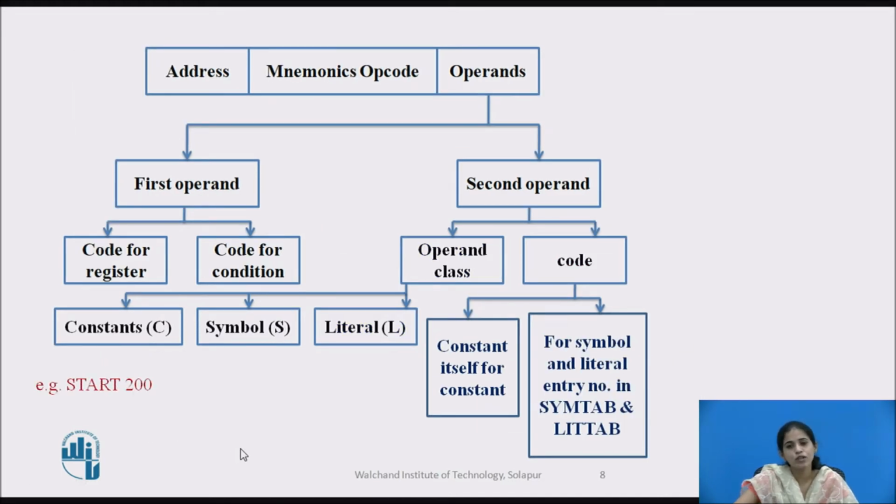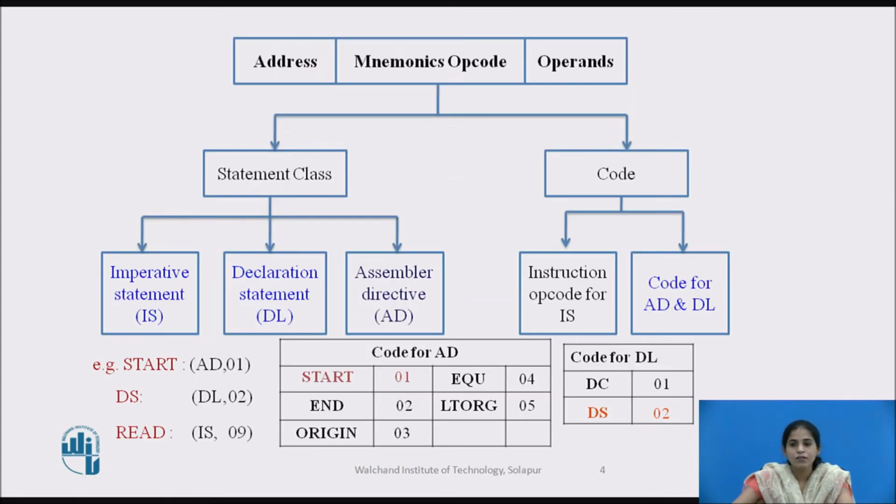Now we consider one more example, start 200. So here the first operand is not specified. So here we have to specify the operand class. So 200 is a constant. So that's why it is specified as capital C, and here we have to specify the constant value itself. This is the way we write the intermediate code for the mnemonic subcode.